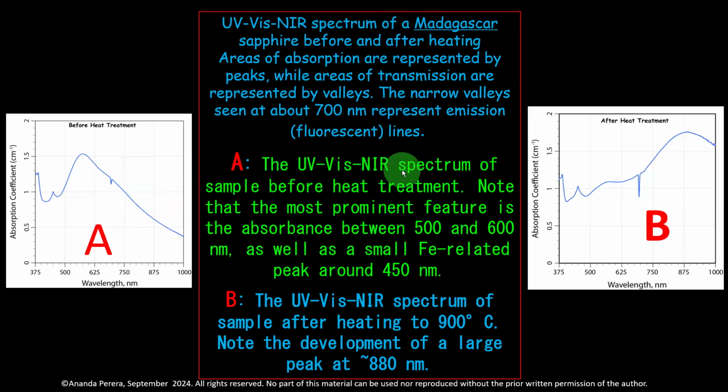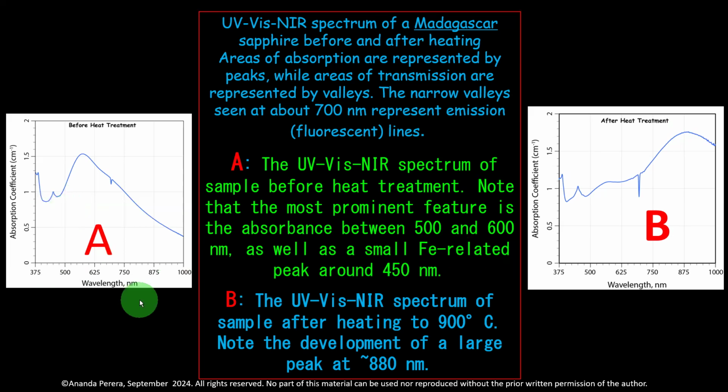This is A. The UV, VIS, NIR, that means ultraviolet, visible, near infrared, spectrum of the sample before heat treatment is here. Note that the most prominent feature is the absorption between 500 and 600 nanometers. It is the peak, as well as a small iron-related peak around 450 nanometers. Another small peak here at 450 nanometers is an iron-related, ferrous-related peak.